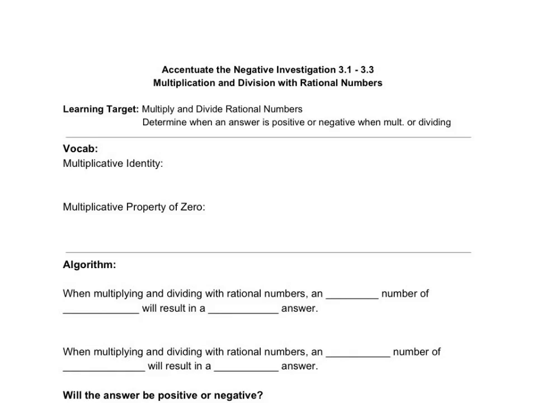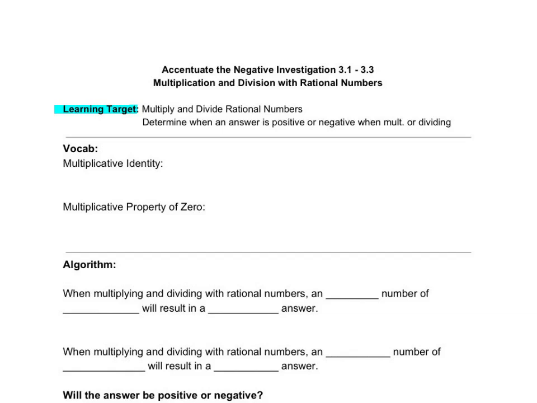Alright, this is your video for Accentuate the Negative Investigation 3.1 through 3.3. Now today we are going to look at multiplication and division with rational numbers. So let's take a look at our learning target first, right here. The learning target is to learn how to multiply and divide rational numbers, as well as to determine when an answer is going to be positive or negative when multiplying or dividing.